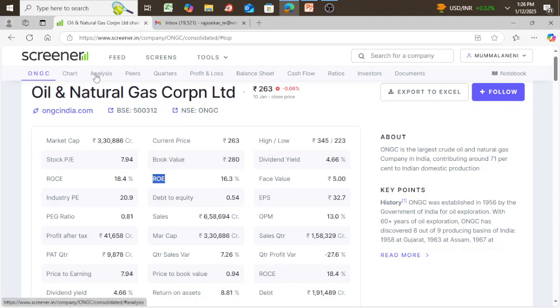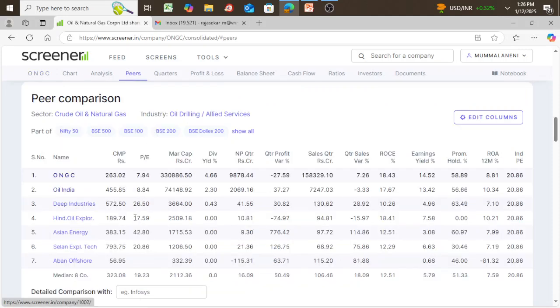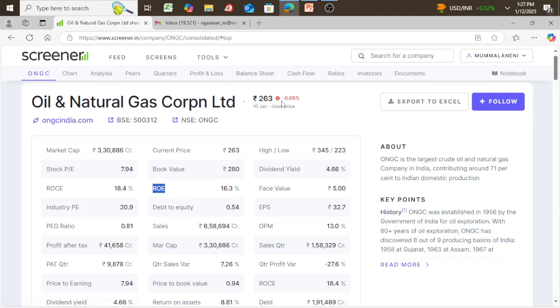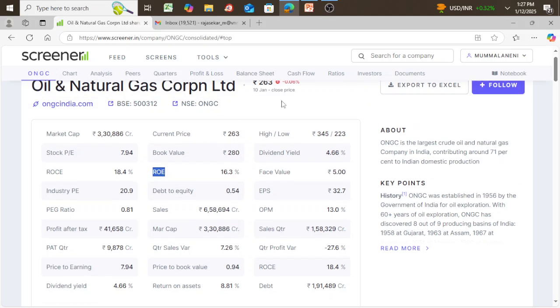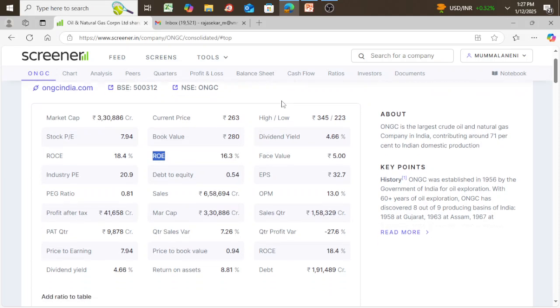Even you can see the peers' ROE. This is ONGC. In a similar manner, if I consider Oil India, what is Oil India's ROE? 10.34, isn't it? In screener, I will discuss the screener website in future classes. Here you can see different fundamental analysis related ratios. Even you can see here sales. Sales means revenue, 6,58,694 crores. All these things I will discuss in future classes.